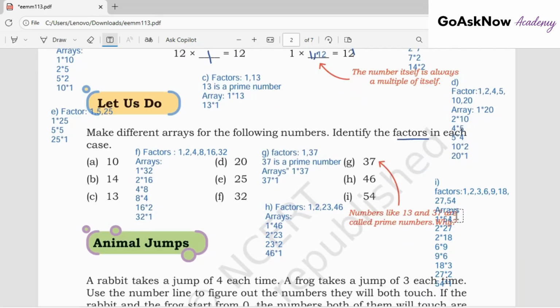Numbers like 13 and 37 are called prime numbers. Why are they called prime numbers? Because they have only two factors, 1 and itself. That is why it is called a prime number.